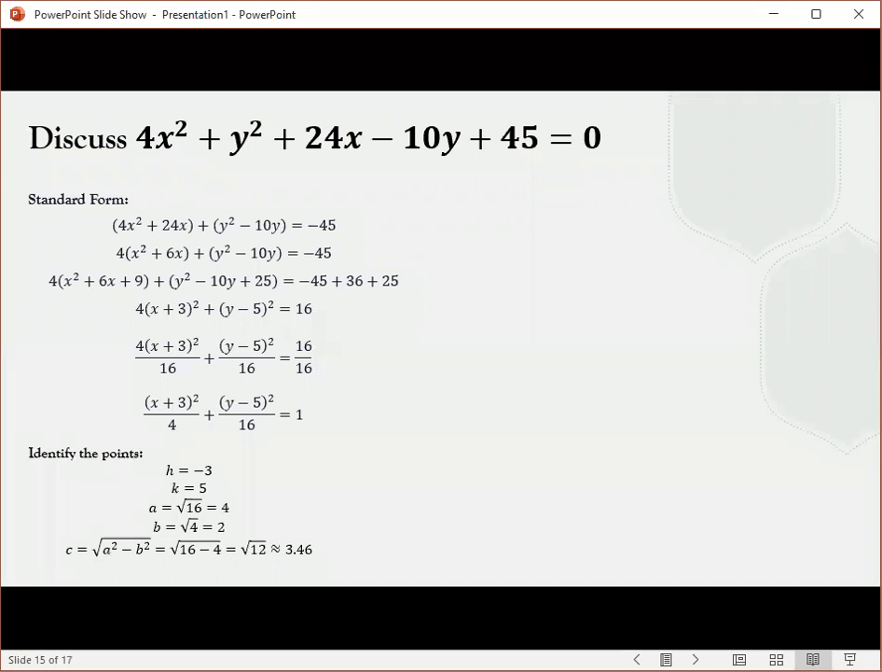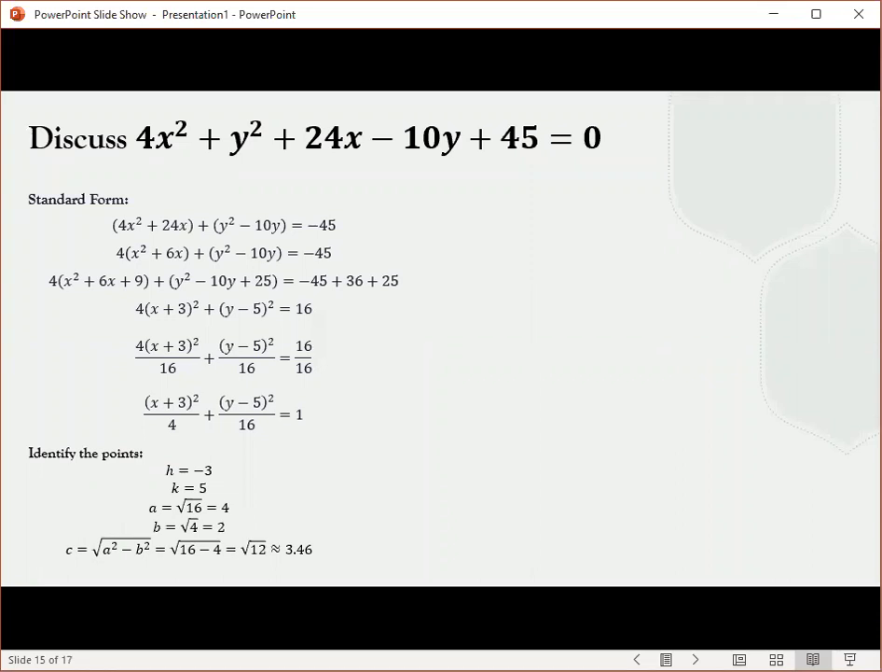We have our H is -3, our K is 5, our A this time, again, A is always the greater one. So A is equal to the square root of 16, which is equal to 4. And B is equal to the square root of 4, which is 2. And lastly, we have C is equal to the square root of A squared minus B squared. So that is 16 minus 4, you'll get the square root of 12, or approximately 3.46. So if you already have all these 5 points here, all you need to do is to substitute it on our equation.